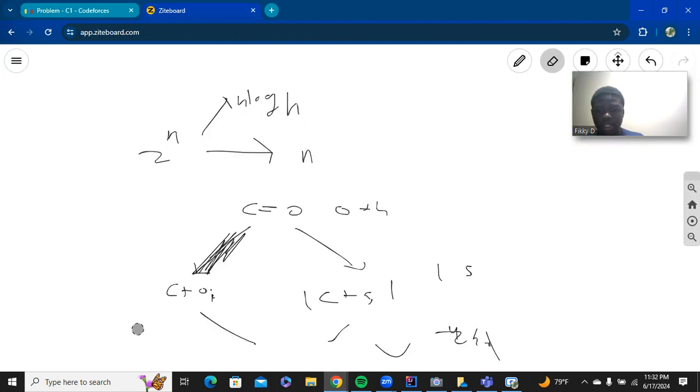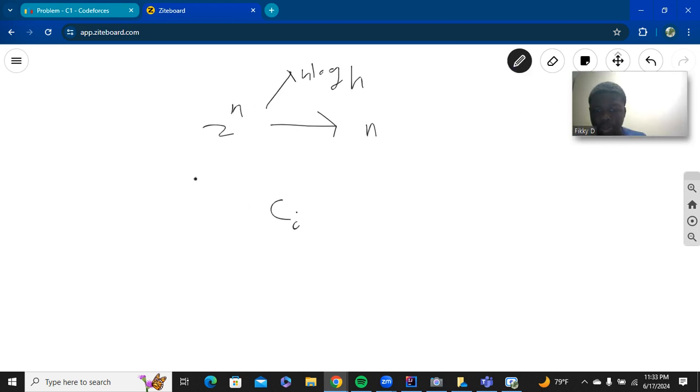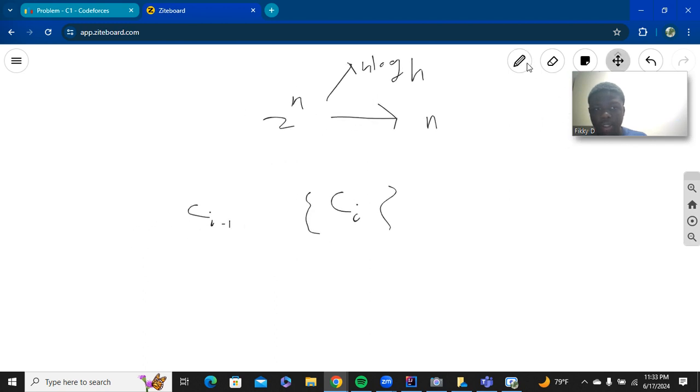So the idea here is to understand which choices you don't need to look at. Let's assume that we're on the ith step, and let's assume that we know all the possible values for C sub I minus 1. Let's say we know all the possible values for C sub I minus 1.